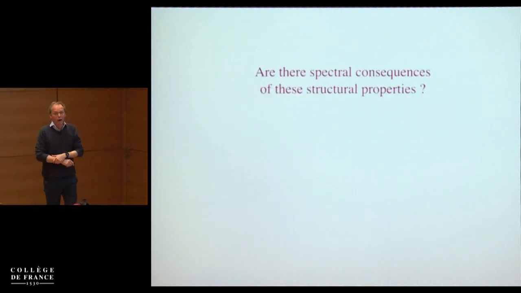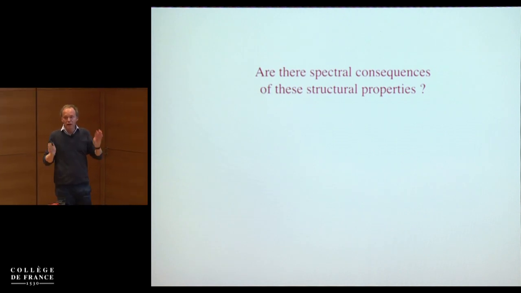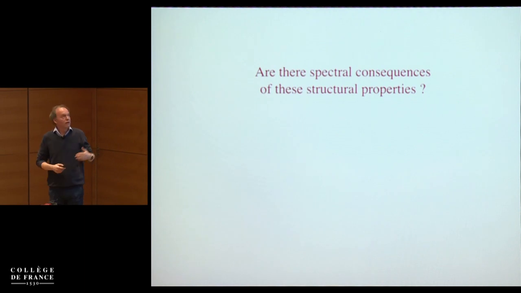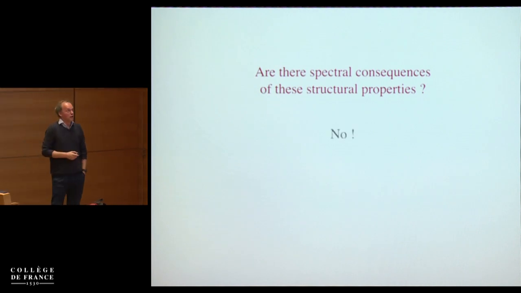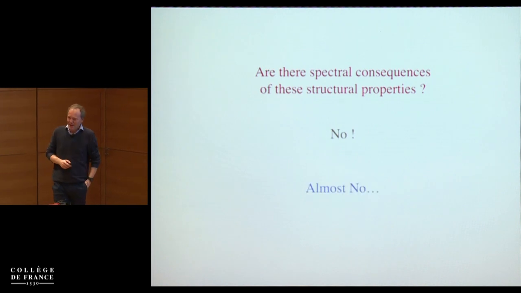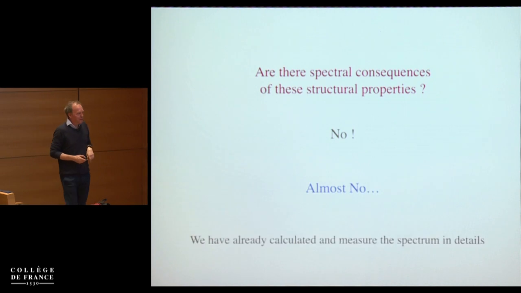Okay, so now the question: all that I said are structural properties of chains. Now, are there spectral consequences of these structural properties? I remind you that I want to calculate Chern numbers at the end of the day. Okay, the answer is no. There are no spectral consequences of this. In fact, it's almost no. Okay, so this almost will keep us busy for the rest of the talk.